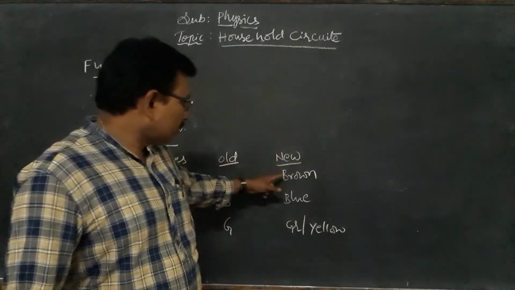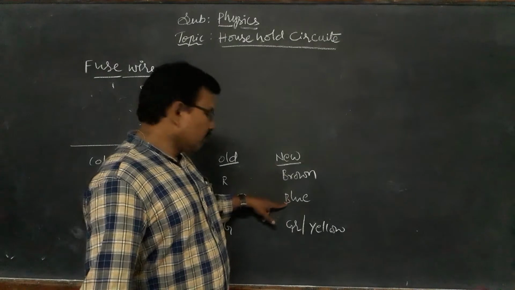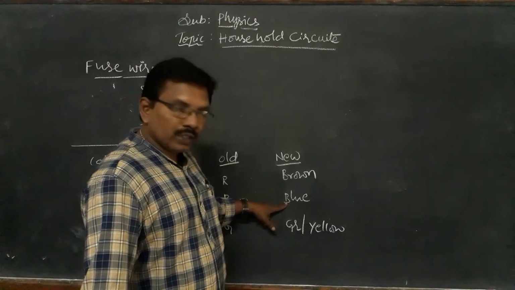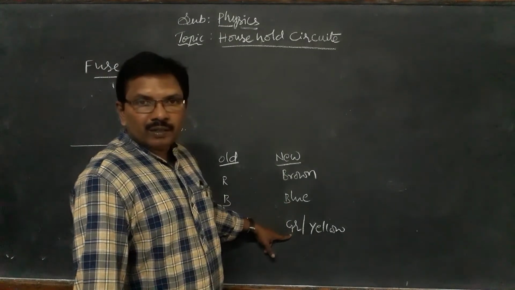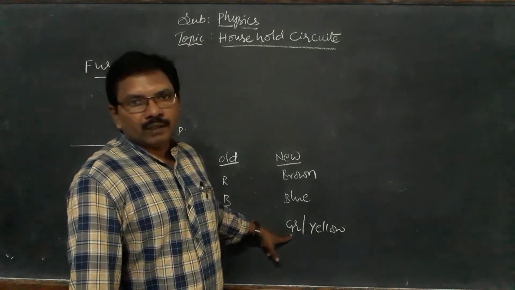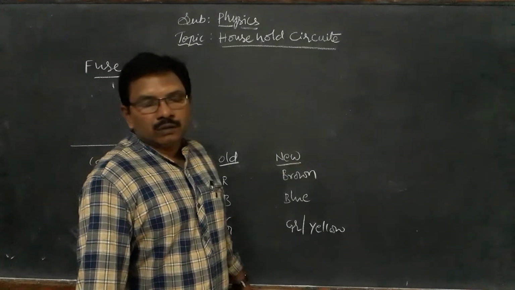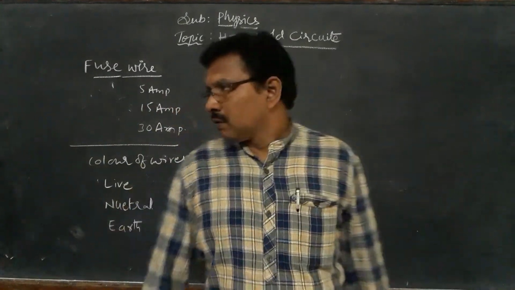Nowadays we are using brown for live, light blue for neutral, and yellow or green for the earth wire. So these are the colors used for wires.